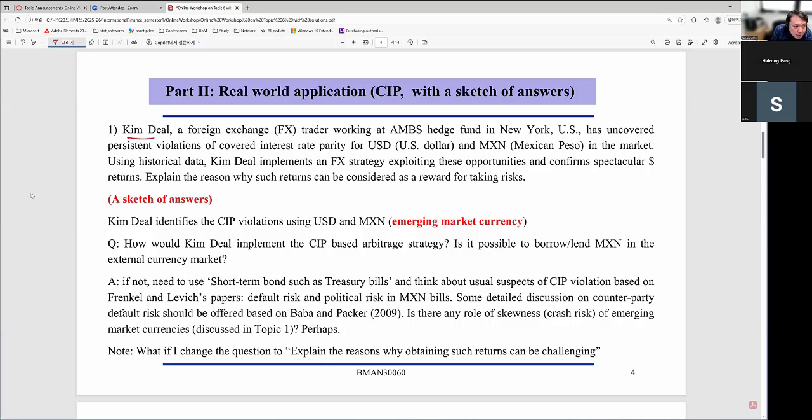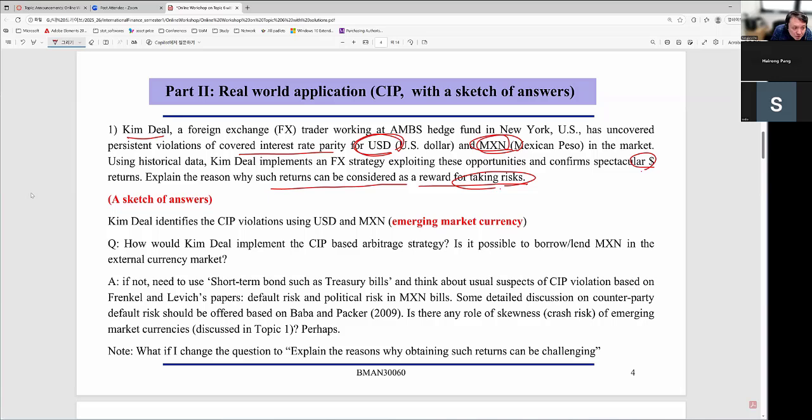Kim Deal, a foreign exchange trader working at the AMBS hedge fund in New York, has discovered persistent violations of CIP for the dollar and Mexican peso. Using historical data, Kim Deal implements an FX strategy exploiting this opportunity and confirms spectacular dollar returns. Explain why such returns can be considered a reward for taking risk. So this question is about CIP violations using USD and MXN.